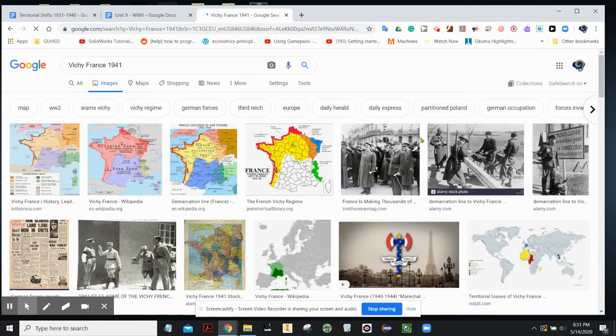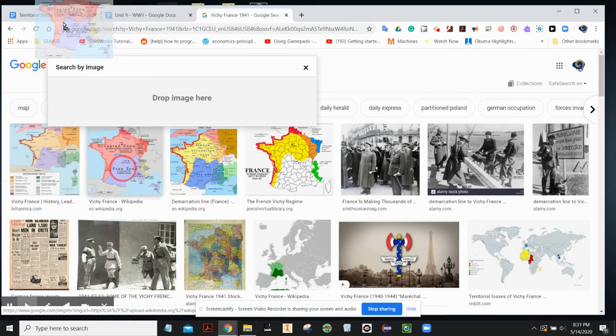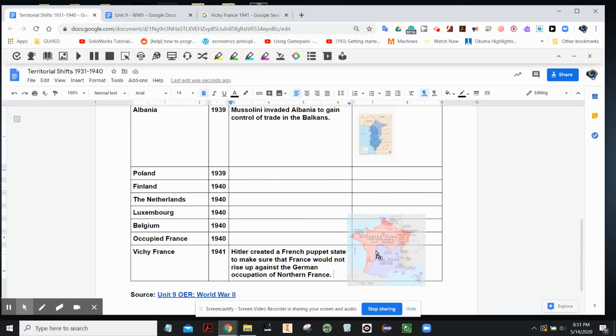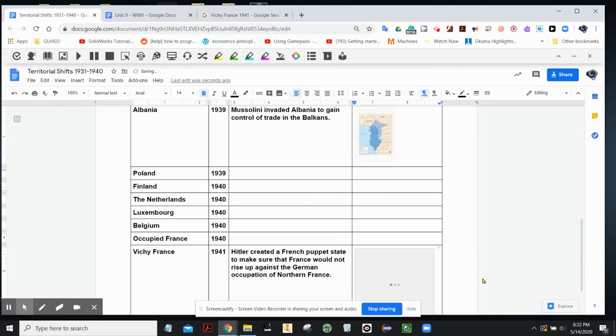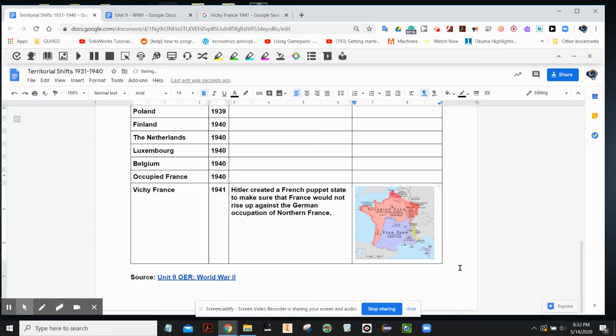Let's get an image here. And there you go. If you take the free zone here on the bottom, drop it over, you can see the occupied zone and the free zone. The free zone down in the southern part of France was known as Vichy France.